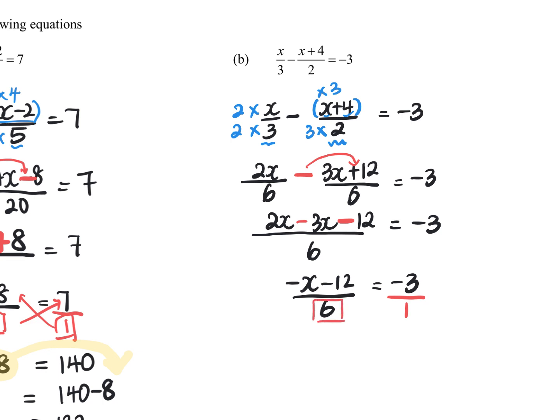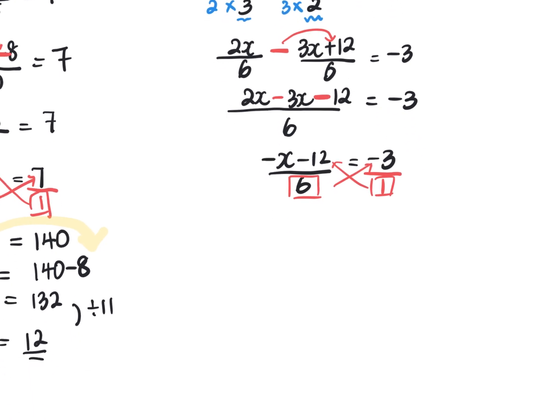So now we're going to do cross multiplication. Right, the denominator multiply across. So in this case, we will have 6 times negative 3, negative 18. 1 times negative x minus 12, still the same.